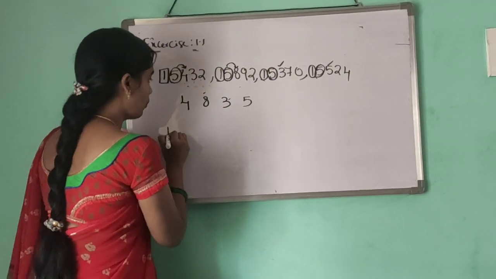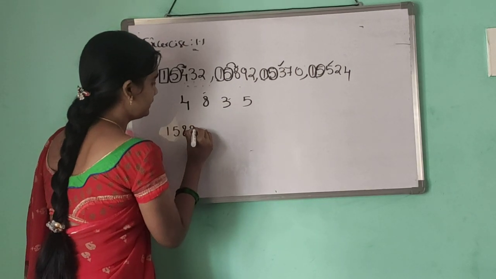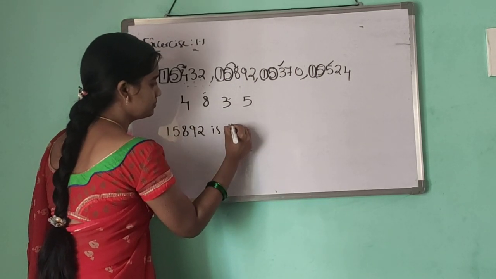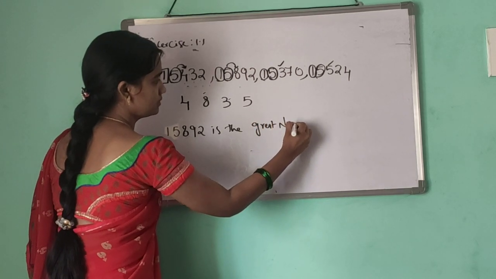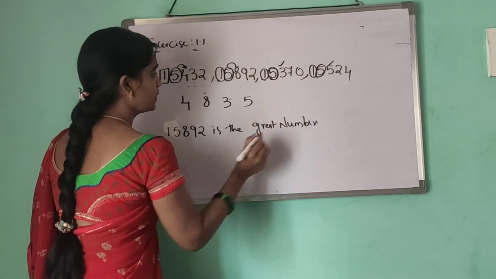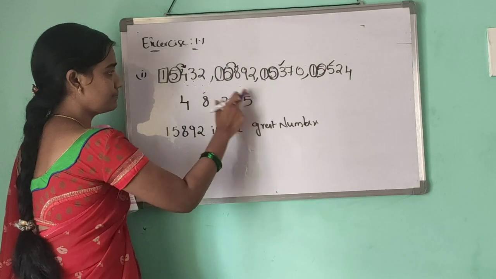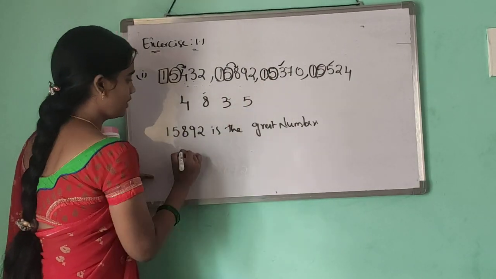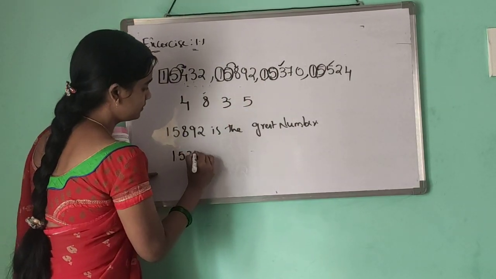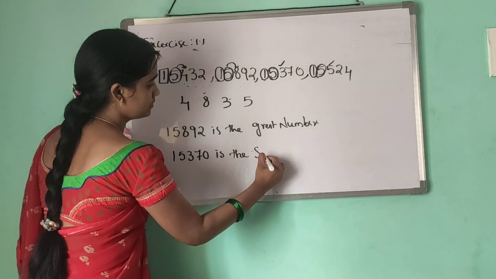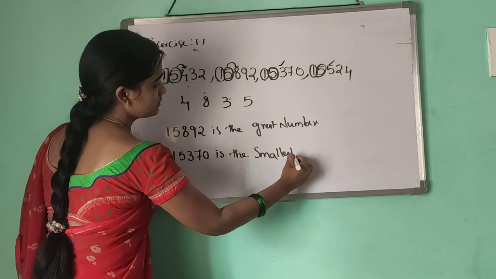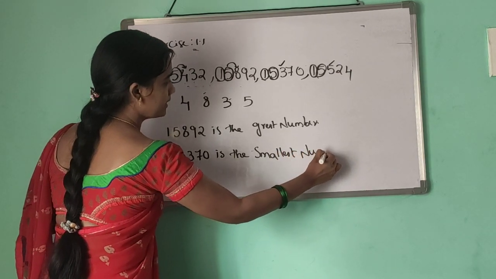So 15892 is the greatest number. Which is the least number? Among these numbers, 3 is the least. Coming to this, 15370 is the smallest number.